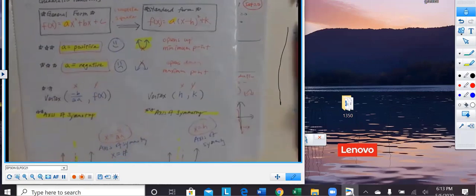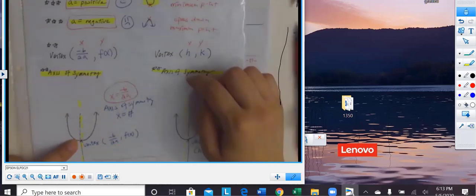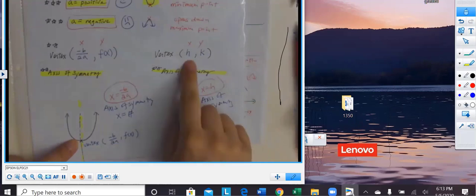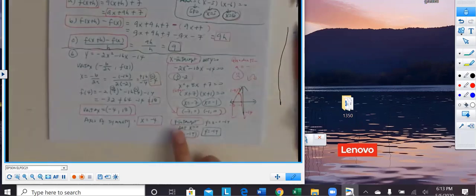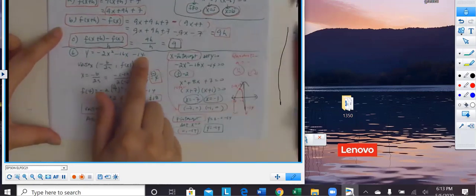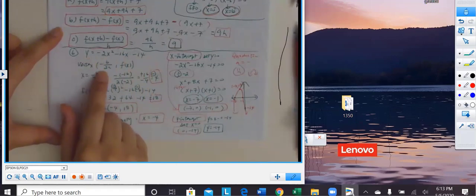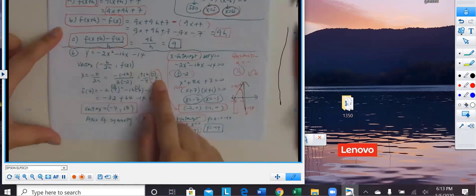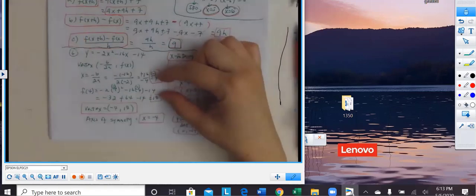So this is your vertex. It could also be your maximum or minimum point. The axis of symmetry is the vertical line going through the vertex, so it's x equal to h. Number 6 asks you a lot of questions. It gives you a quadratic function and asks you to find the vertex, so you use negative b over 2a to find the x value, and then plug the x value back into the function to find the y value for the vertex. Once you have these two numbers, that's your vertex.